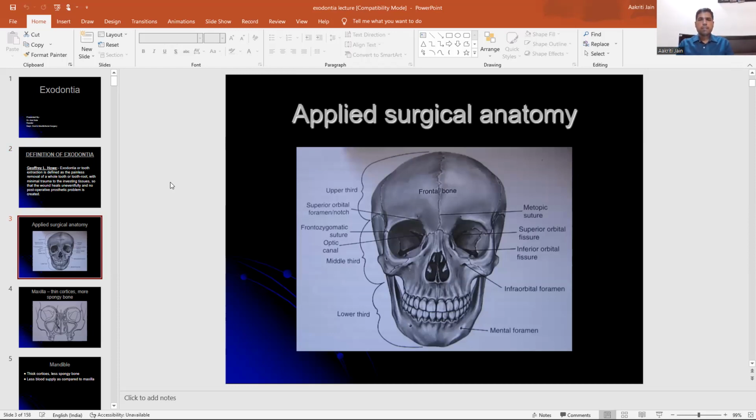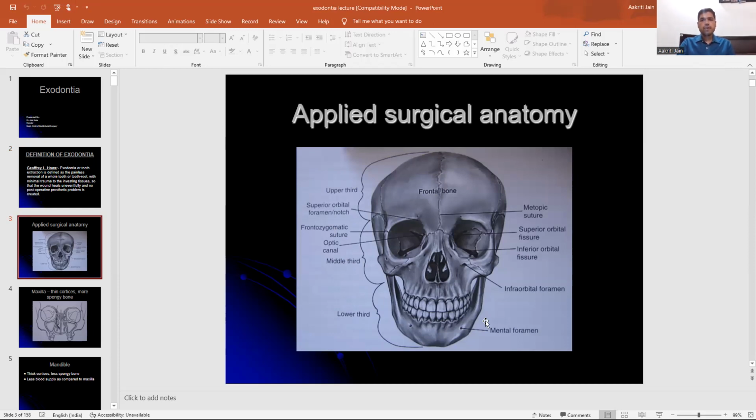Now let's come to the applied anatomy of the jaw or the face. Here is the upper third of the face. This is the middle third, and this is the lower third. Now the middle third comprises the frontozygomatic sutures, the maxilla and zygoma till the upper lip, and this is the lower part, which is comprised of the mandible.